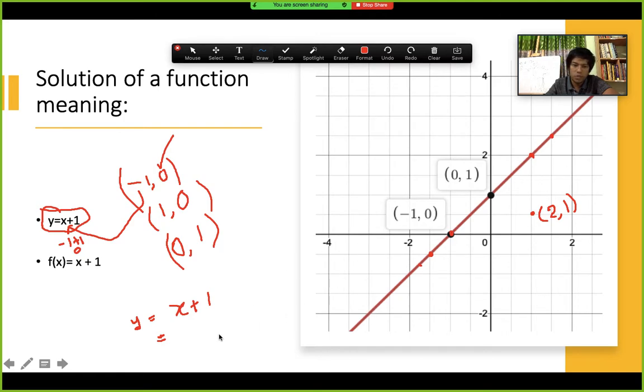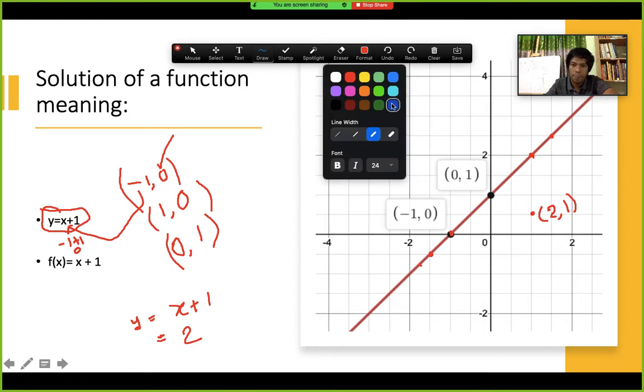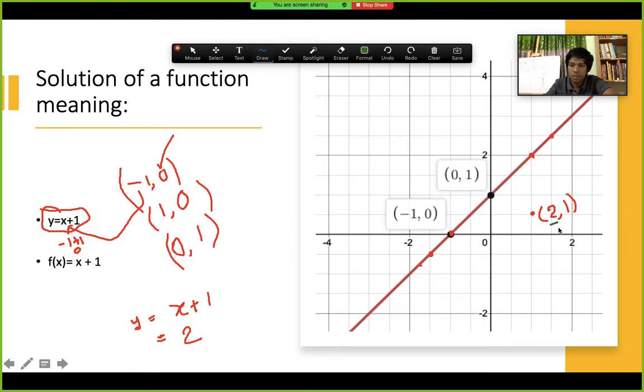Now if we put 2 here, x equals 2, then we have plus 1 here, so the total is 3. That means 2 comma 3 is the solution of this equation. The solution of this equation is 2 comma 3, not 2 comma 1. This is not correct. This is not a solution.